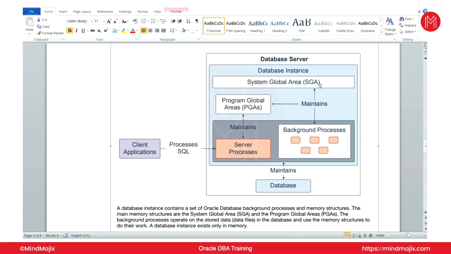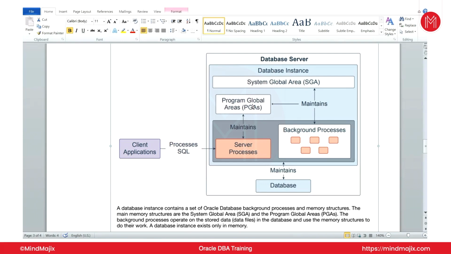While this is the system global area, which can be shared by server processes and background processes. This is the program-specific global area, and this is the system global area. This is also called the shared global area, and the PGA cannot be shared because mostly we use our database in dedicated mode.